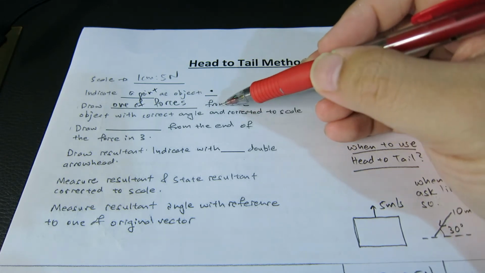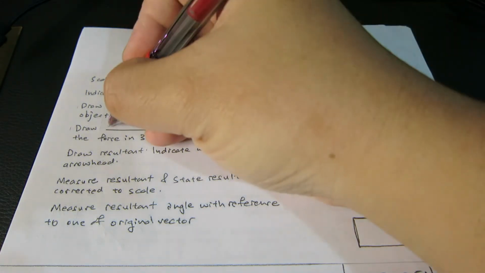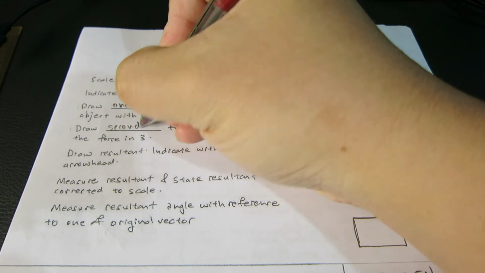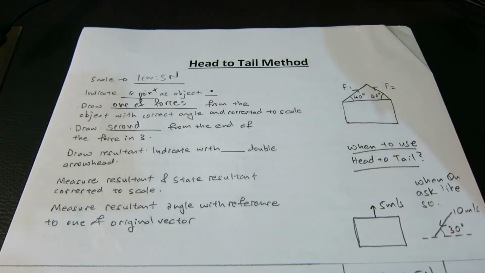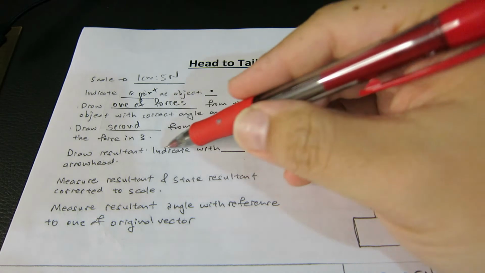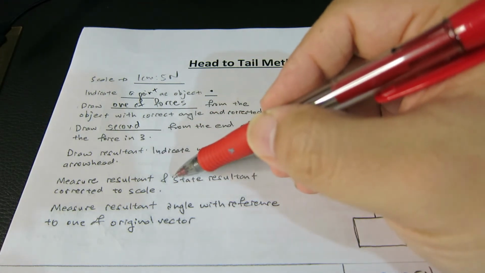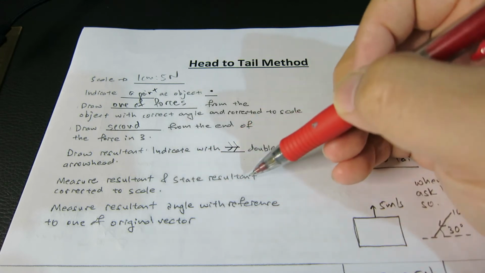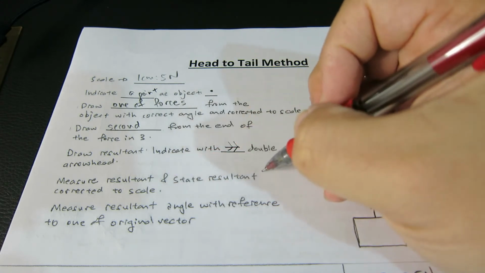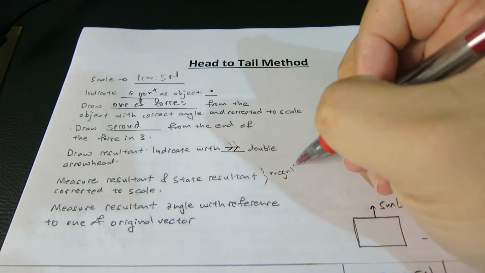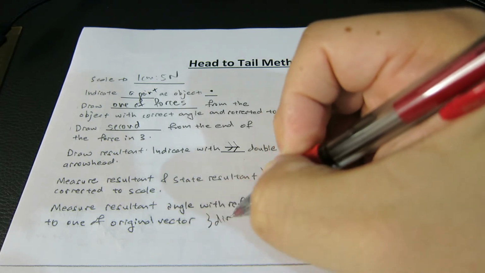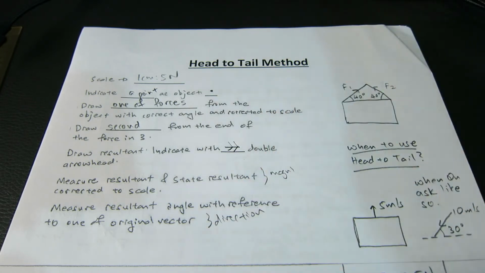Alright, the other step is to then draw the second force. So I'll write this all down first so that you all can have a look and copy down. Alright, finally draw the resultant force. Everything else after that remains the same. Use a double arrowhead, measure the resultant, corrected to scale, that means the magnitude. And then you must tell me the direction as well.